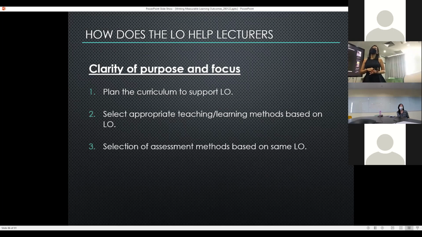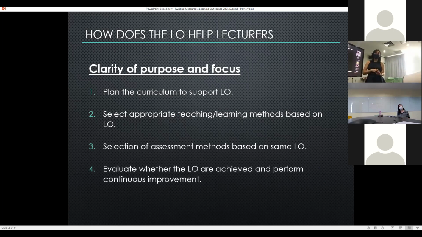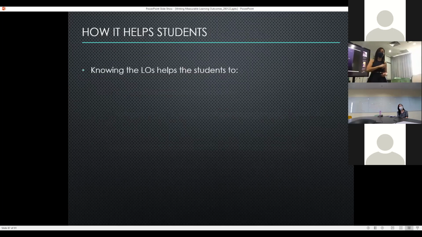So if you say that they need to write, say, a 5,000 word report, then your assessment must be them submitting a report to you, not a final exam where they sit down for 3 hours, or 1 hour, that sort of thing, not just MCQ questions. Yeah. And also it helps you to evaluate whether they have achieved the outcomes or not, so that you can do some reflection and improve in the next semester. Yeah.